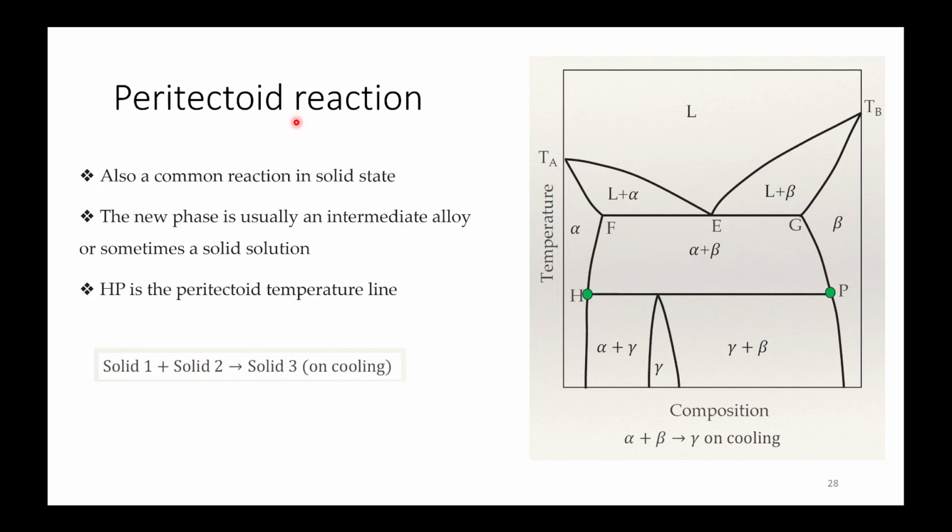The other reaction is the peritectoid reaction, which is just the opposite of the eutectoid reaction. In that case, one solid was converting into a mixture of two solids. Here two solids will convert into a single solid upon cooling. So it is also a common reaction in solid state. The new phase is usually an intermediate alloy or sometimes a solid solution. Your HP is the peritectoid temperature line. So on cooling, your two solids alpha and beta are converting into gamma.